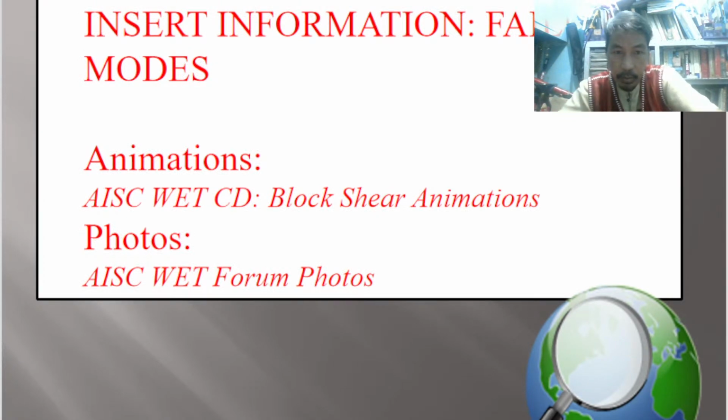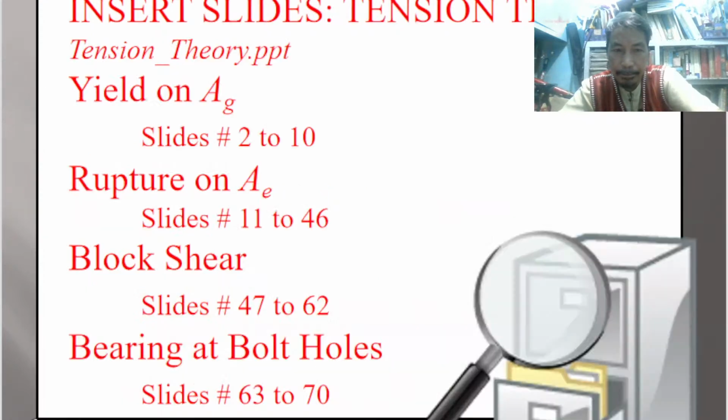Also, we will give you maybe video, animation, photos to present the failure modes. Okay. And we will tackle different topics on yield, rupture, block shear, and bearing. So these are the 4 different aspects of strength limit state. Okay.